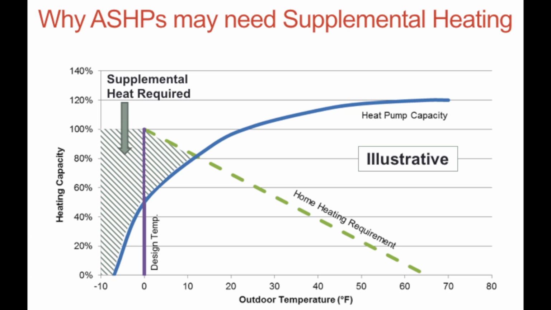What that effectively means is at temperatures below that 10 to 15 degrees Fahrenheit in this case, you will need some kind of supplemental heating system to assist the heat pump in heating the home. Now there's two ways that can be done. You can leave in place your existing fossil fuel heating system, or you can use electric resistance backup. In this next slide, we'll show a couple of examples of air source heat pumps.